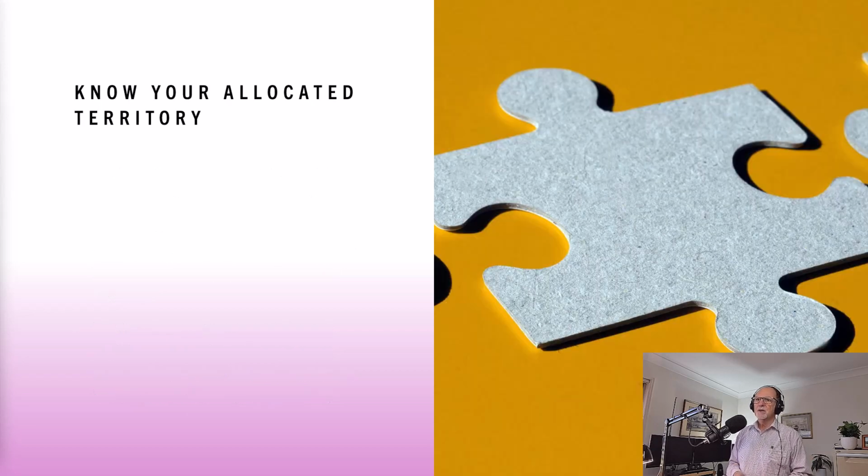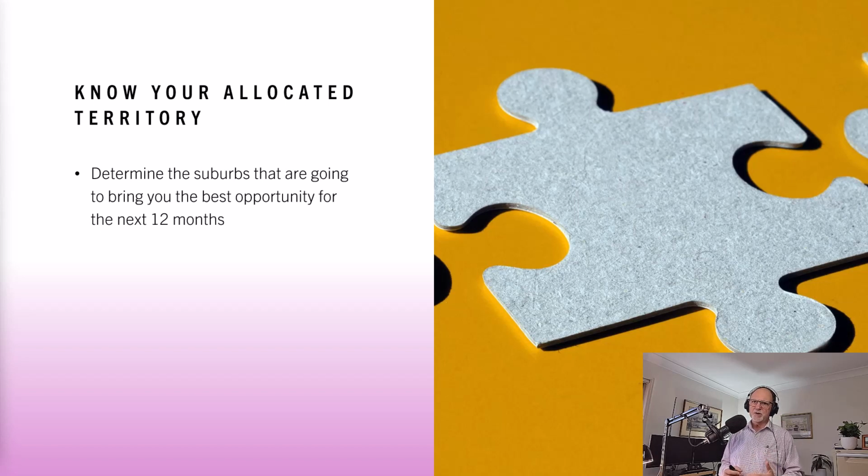So, know your allocated territory. Now, before I explain that, I would like you to picture in your mind your allocated territory. How big is it? How big is your town or city? Where is your territory within that? How many properties do you have in your territory? I'd like you to think about splitting it between the primary zone and the secondary zone. Now, determine the suburbs that are going to bring you the best opportunity for the next 12 months. That is your primary zone. If it's too big, split it down into subsets.